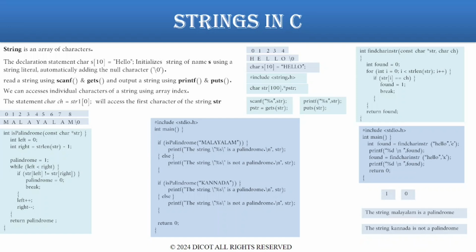Now, can you extend this logic to find the frequency of character ch in the string? It is quite simple. Every time a match is found, in place of breaking the loop, you just have to increment the value of variable found by 1. The function returns the value of found as the output, which is nothing but the frequency of the character ch in the string str. If the frequency is 0, it means ch is not present. If the frequency is 1 or greater than 1, it means ch is present in the string str that many times.